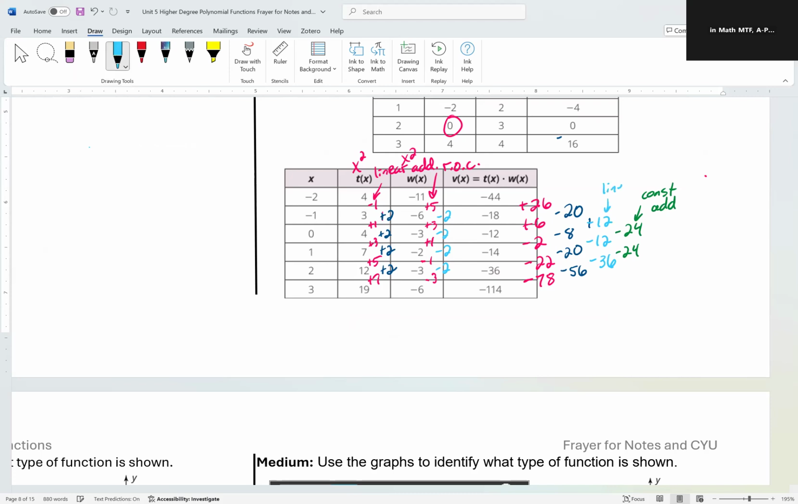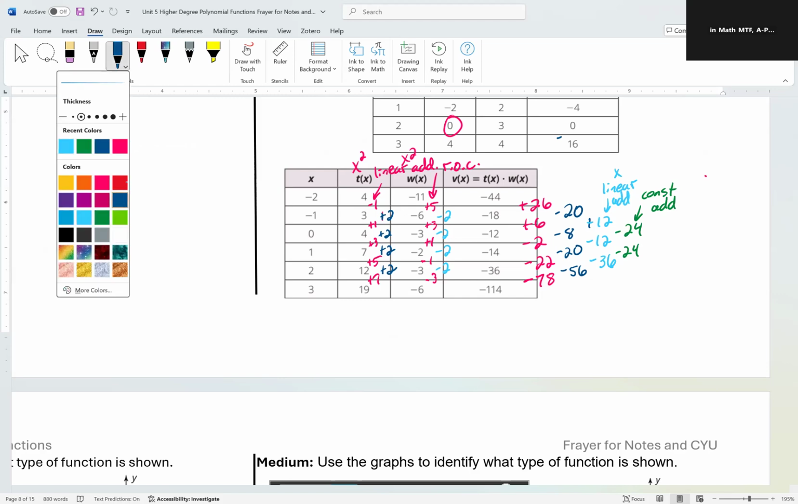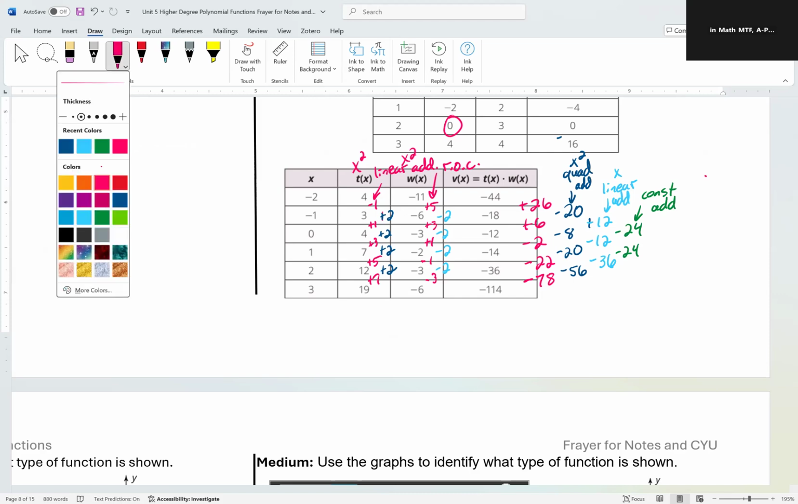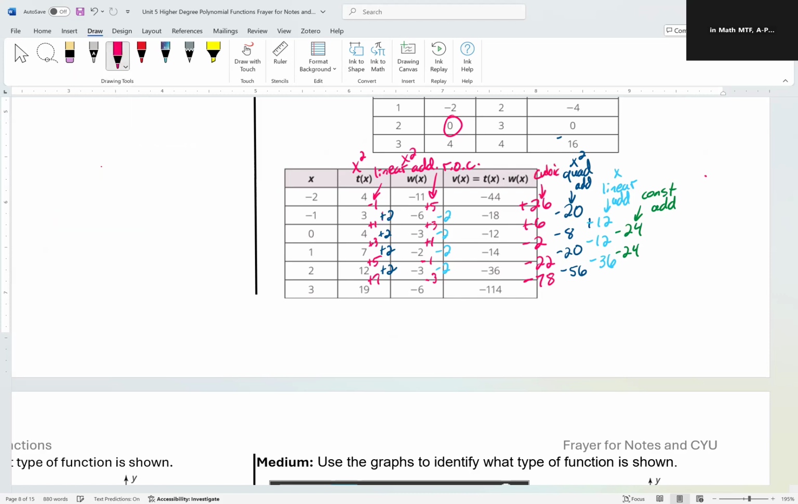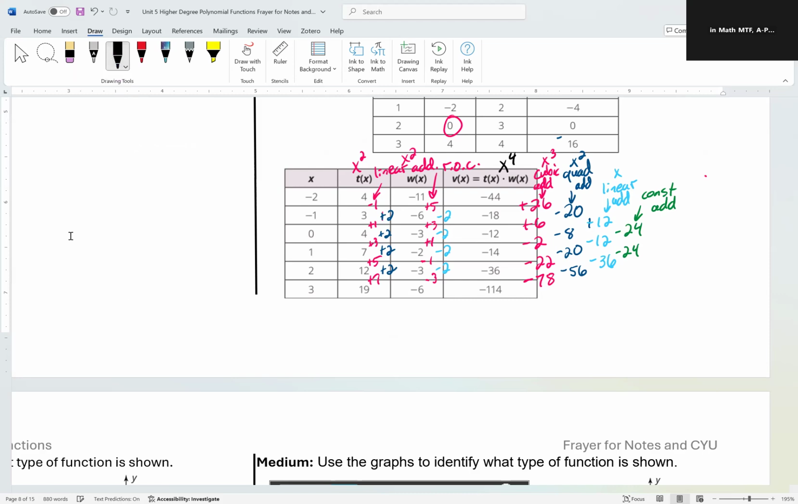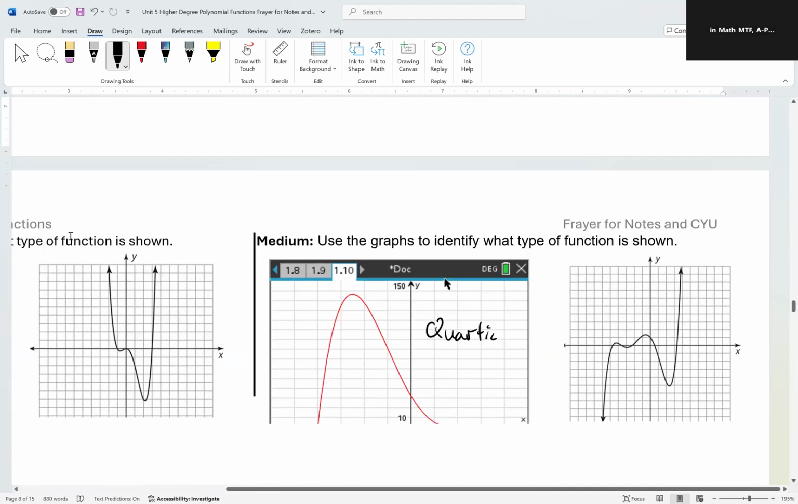linear additive. So remember, that's x to the first, which makes this quadratic additive, which is x squared. Remember, those powers are increasing each time. And that makes this cubic additive, and that's my rate of change. So x squared, x cubed, and finally we get to discover, yes, this is in fact x to the fourth, or a quartic. To me, it's just way easier and less likely to make mistakes if you focus on the factors.